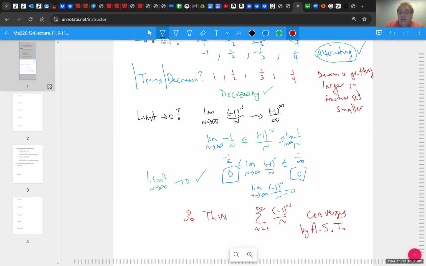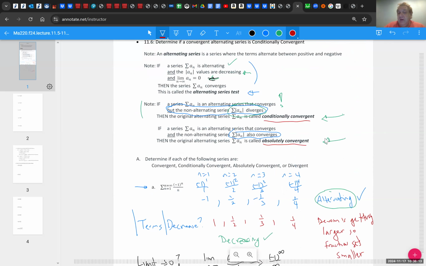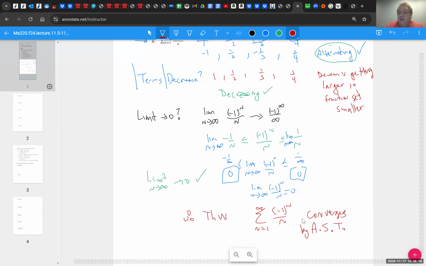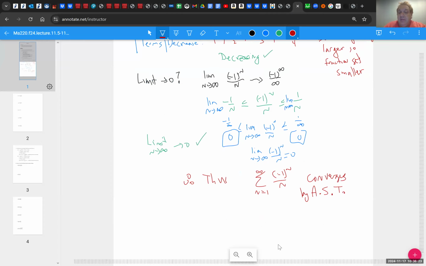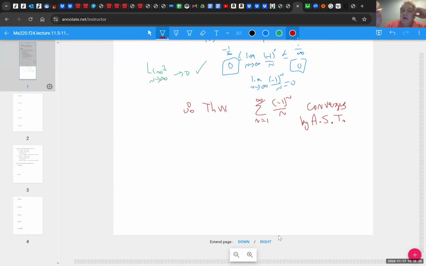Okay, so now that we know it converges, we can ask the follow-up question: does it converge conditionally or does it converge absolutely? So if it's converging, we can ask a follow-up question. Okay, good enough, it converges, but does it converge absolutely or conditionally?